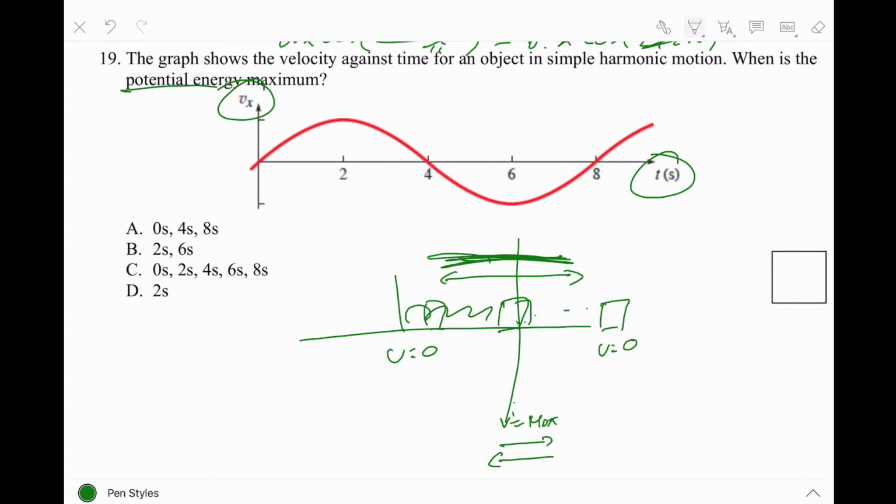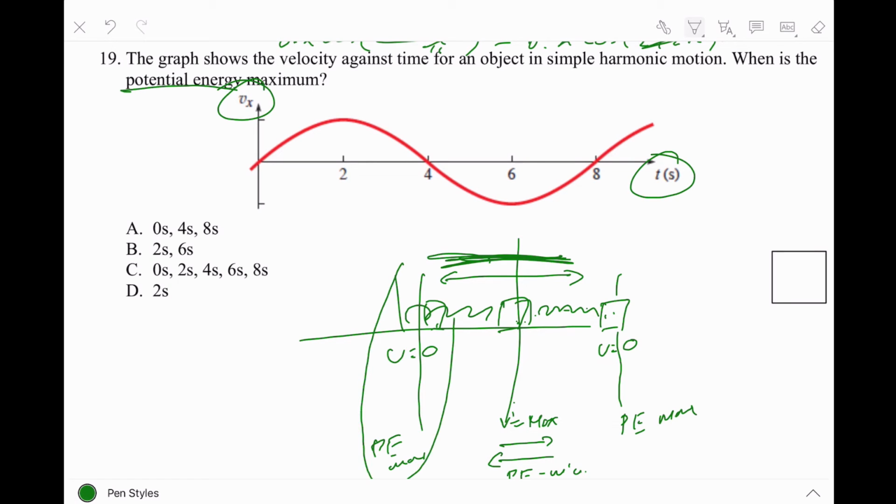It asks you about potential energy. Potential energy is when you either stretch the spring to the maximum or compress it. So at these two points, the potential energy is maximum. At this point, the potential energy is minimum. So you are looking at the points where the velocity is 0. Got it? So this, and this. So it's 0, 4, 8. The answer is A. You see, it's all about your concept.